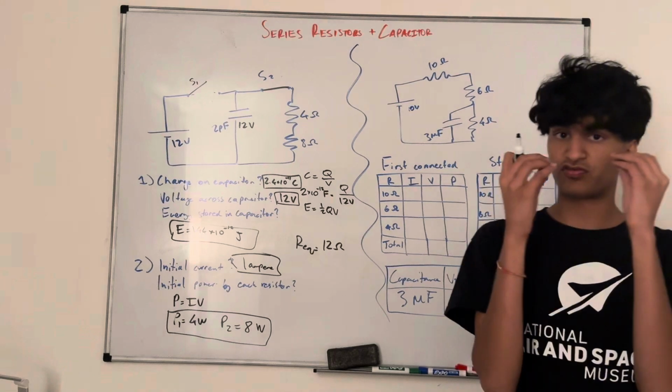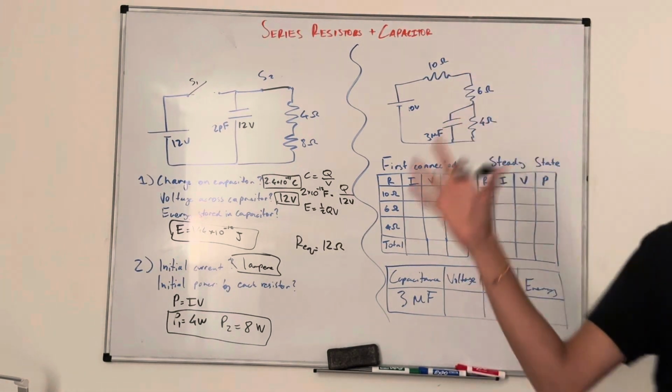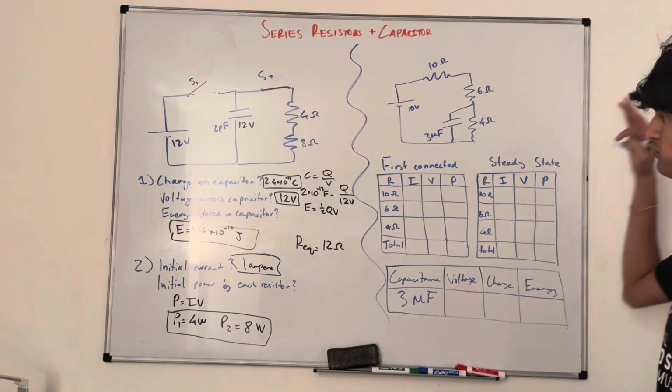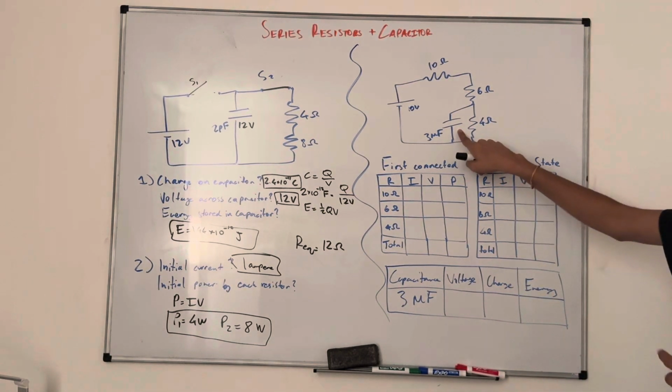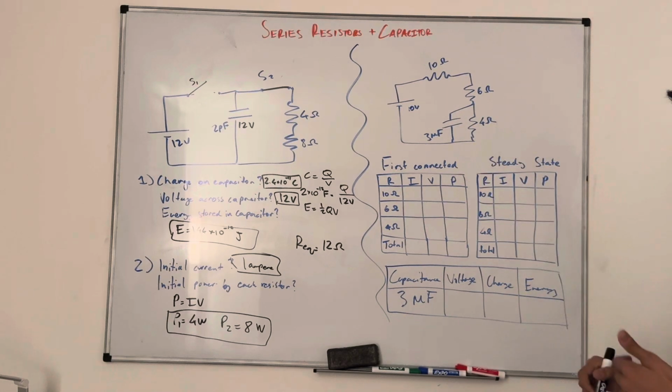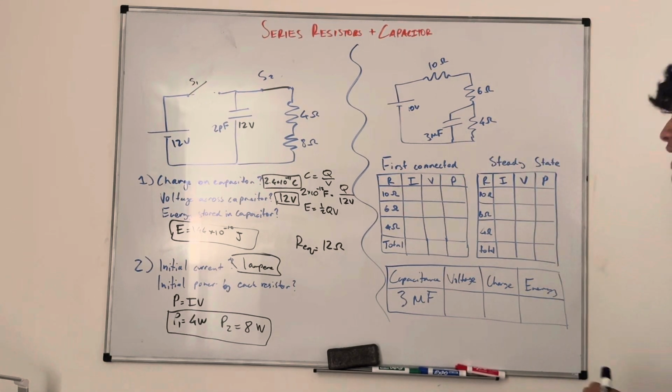Remember, when it's first connected, and you can watch my video on this to make it make more sense, or whoever's videos you want to watch, the capacitor acts like a wire. So this essentially short circuits this resistor, so no current is going to pass through it.